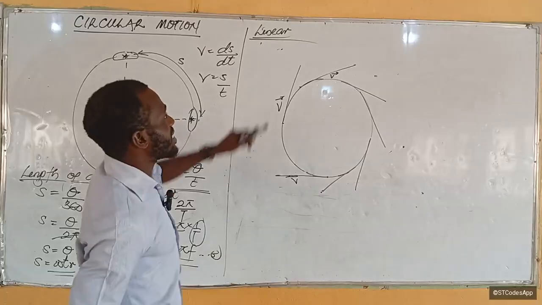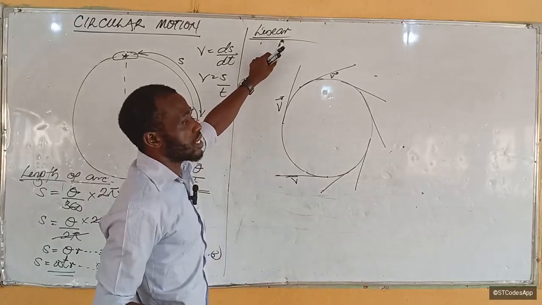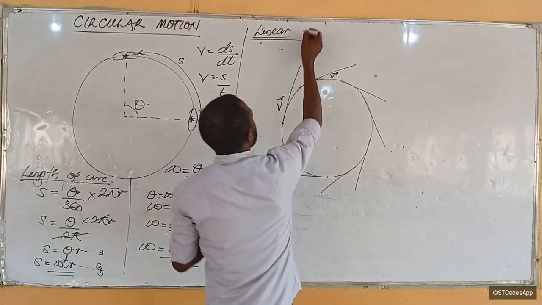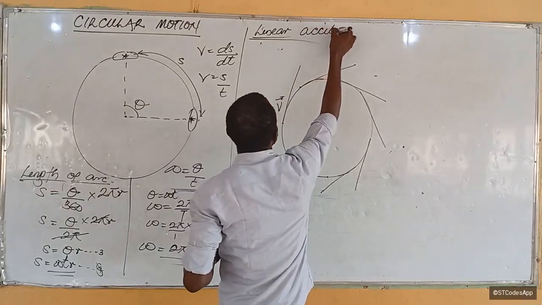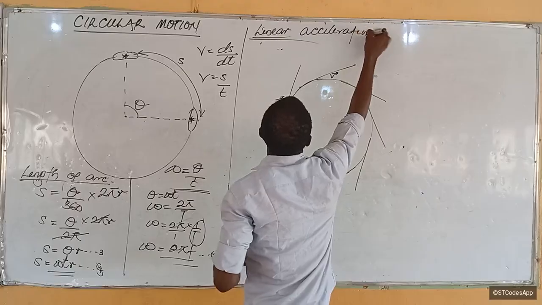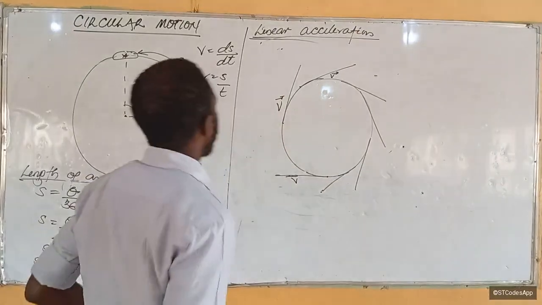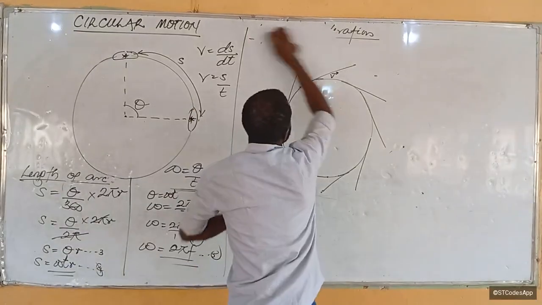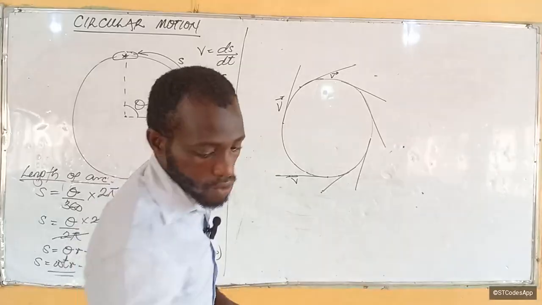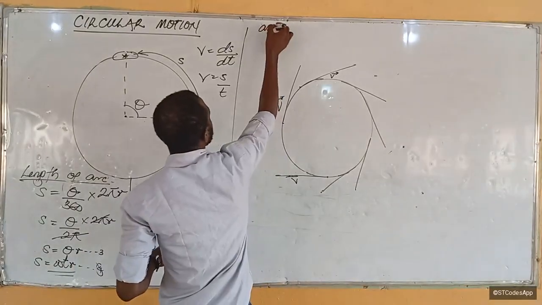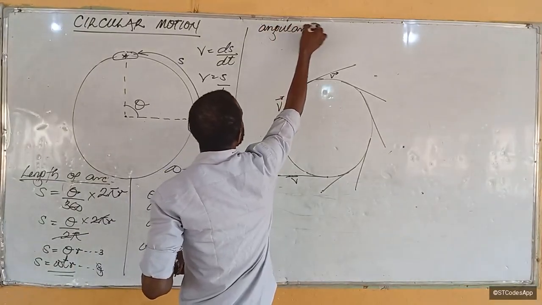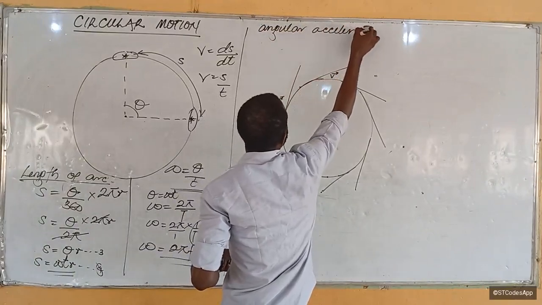Now, what did I say? I said that there's linear acceleration, and I'll show you that there's a relation between linear and angular acceleration. So maybe we should start with that. Let's start with angular acceleration. I've not talked about linear. So let's first talk about angular acceleration.